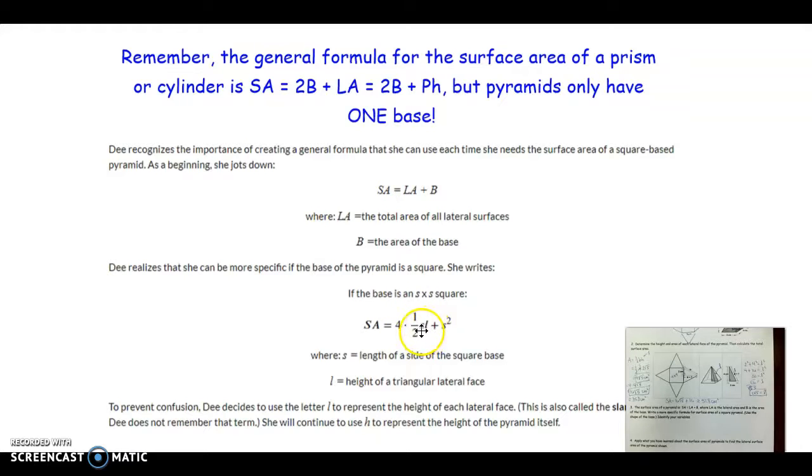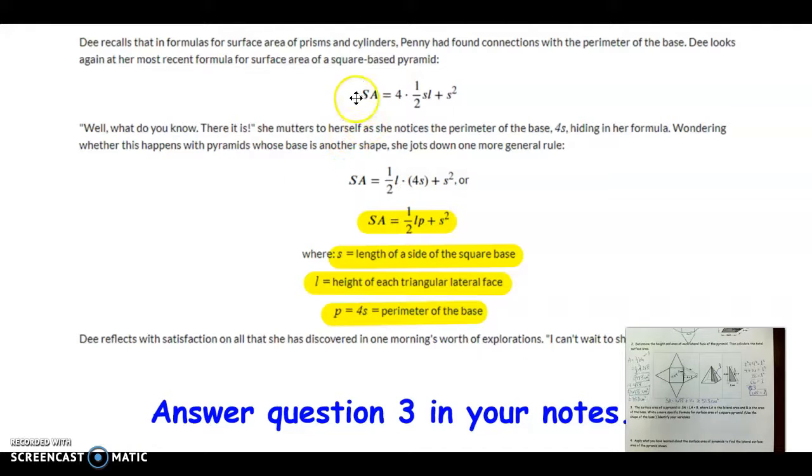But remember, the base is the side length of the square, and the height we're talking about is the slant height of the pyramid. Okay, so we're using that cursive L as slant height instead of an H, which is the height of the pyramid itself. So here is where we are at that point.